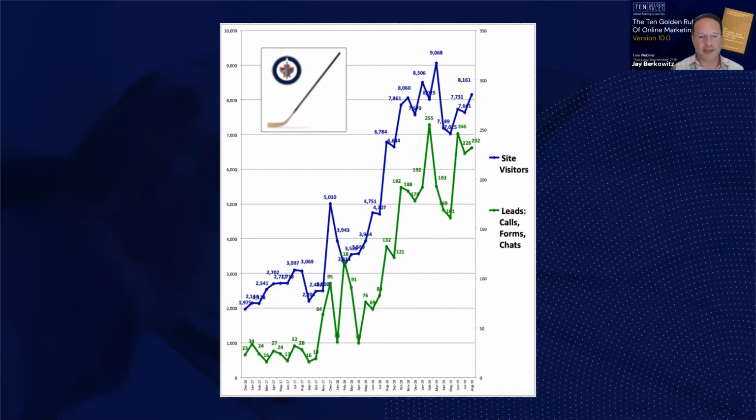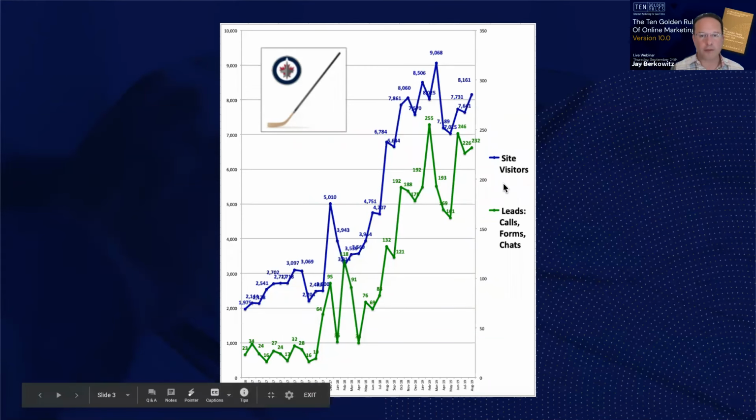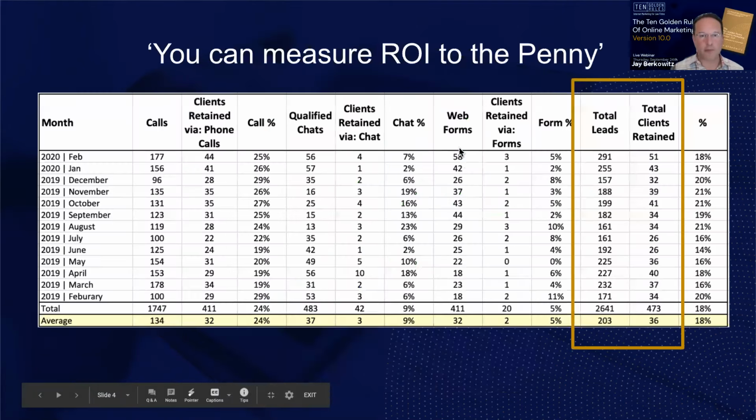I love these hockey sticks. I'm a Canadian, and the hockey stick, of course, is represented by the blade and the shaft of the stick. And this is one of our legal clients, and they used to get 1,000 or 2,000 visitors to the website. Now they get 8,000 or 9,000 on a regular basis. And they used to get 20 or 30 leads a month. Now we're into the 200, 250 leads every month.